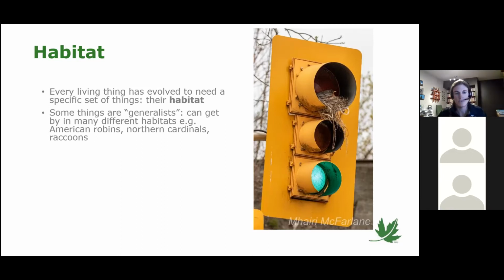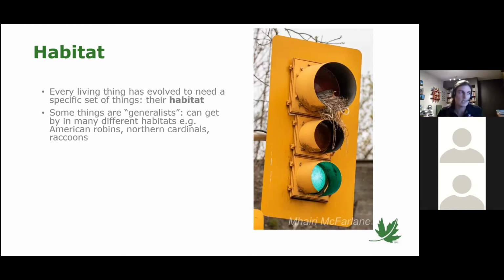So as many of you know, every living thing has evolved to need a specific set of things, like we were talking about with the insects before. So shelter, food, places to raise offspring. We refer to that as habitat. And many things are real generalists, like this American robin that was quite happy to build her nest in the traffic light in London a couple of years ago. So you can see these guys all over the place. They're not necessarily springing to mind as something that really needs any help or any conservation concern.